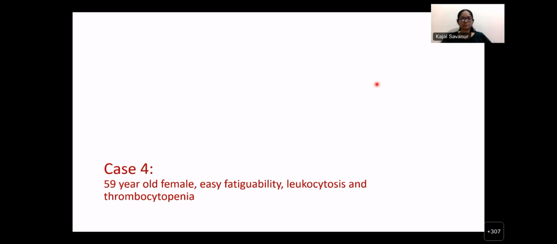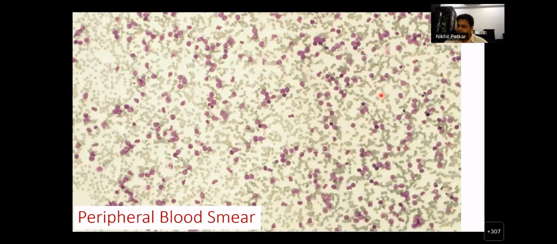Okay, so next case. Who's going to talk about the next case? Myself. All right, go on. The 59-year-old female with easy fatigability, leukocytosis, and thrombocytopenia. All right, and what do you see there? So this is a peripheral smear showing increased leukocytes. In the background, we could not see any platelets.